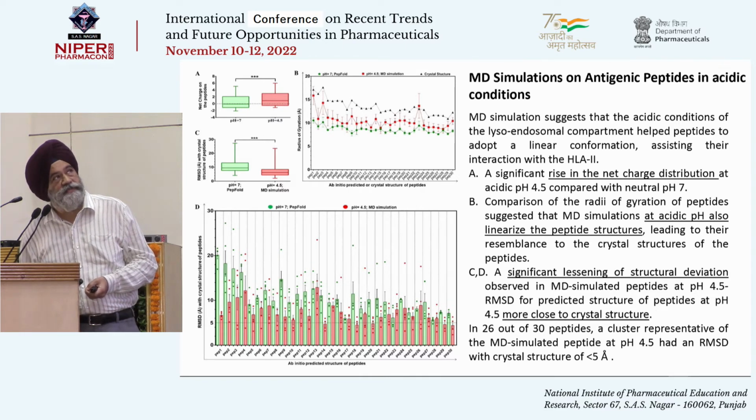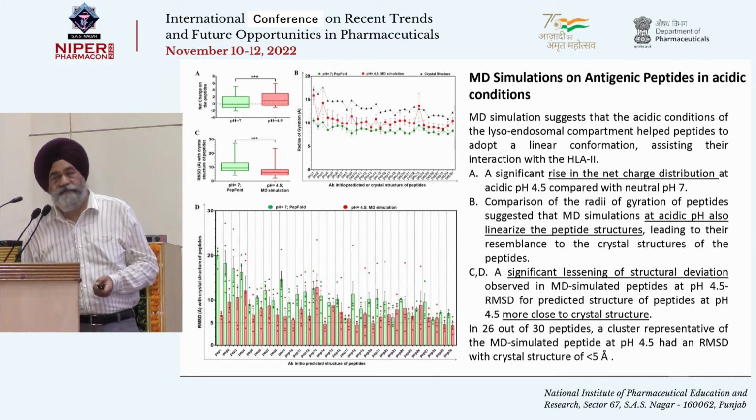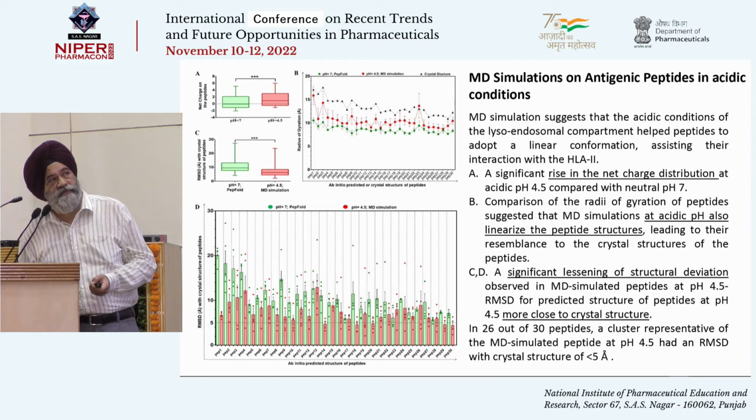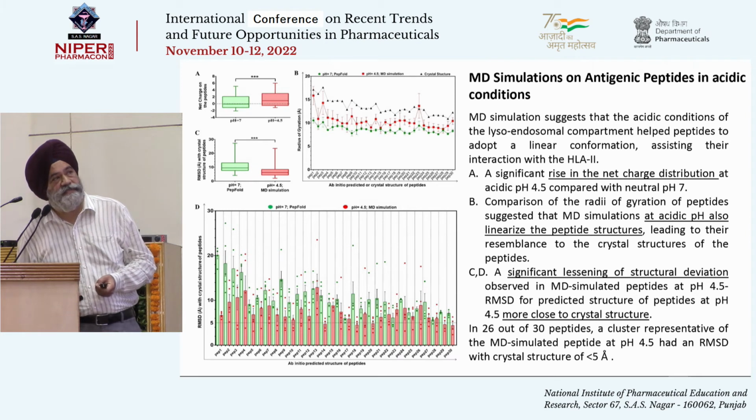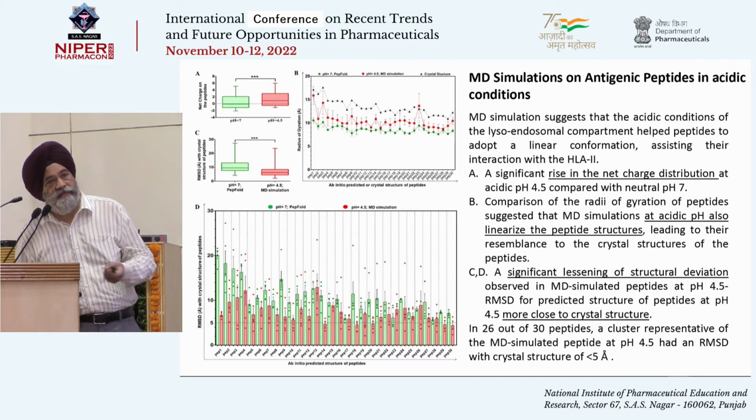So what we did is use MD simulations to look at the structure of these antigenic peptides at pH 4.5 and compared with pH 7. We tried to look at how the structural changes are happening. What we find is there is a rise in net charge distribution at the acidic pH, and acidic pH also linearizes the peptide structure as compared to the structure that we get from ab initio fold, like from PepFold. So there is significant lessening of the structural deviation. It is closer to the crystal structure.